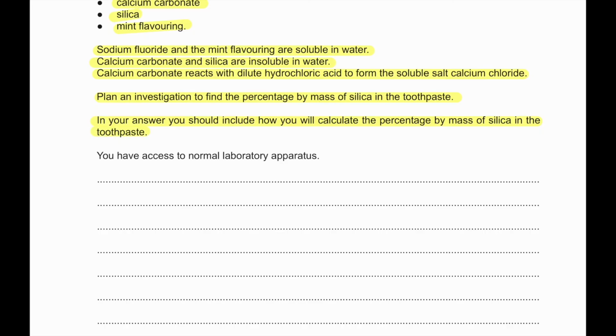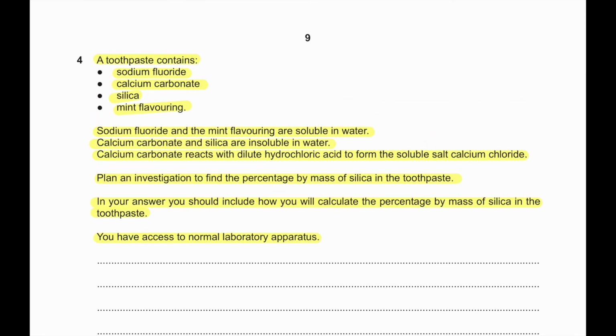So guys, silica is unreactive with hydrochloric acid as well. So you have access to normal laboratory apparatus. Alright. In an experiment like this, first of all, we need to weigh the toothpaste. So let's say we will take 10 grams of the toothpaste. And first of all we can add some dilute hydrochloric acid. Dilute hydrochloric acid is going to do two things. First of all, it's going to remove the calcium carbonate. Along with the calcium carbonate, it's going to remove the mint flavoring. It's going to remove the sodium fluoride. It's just going to wash it away.